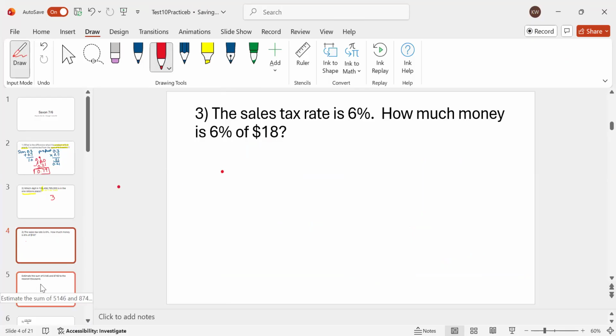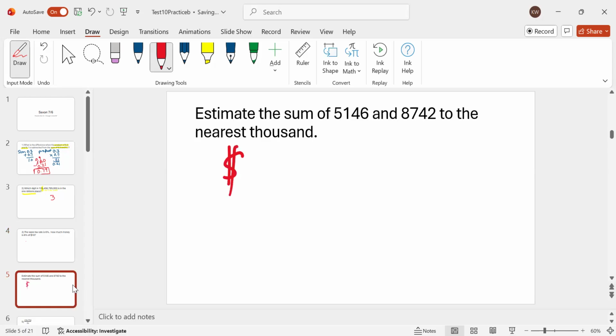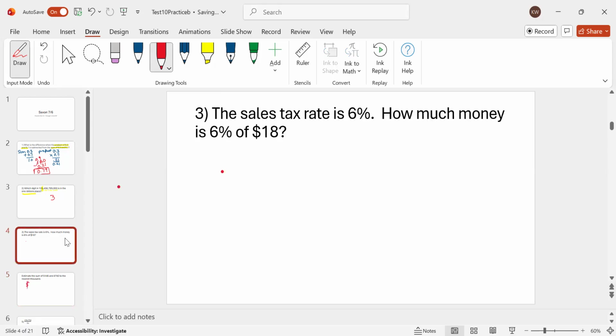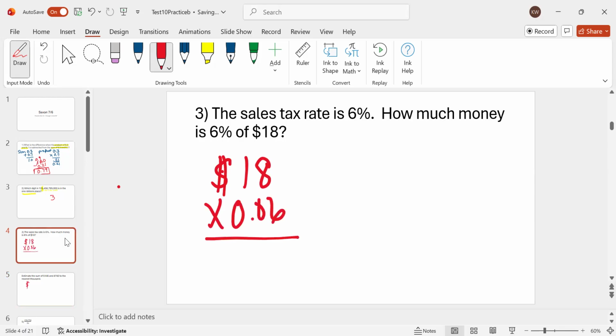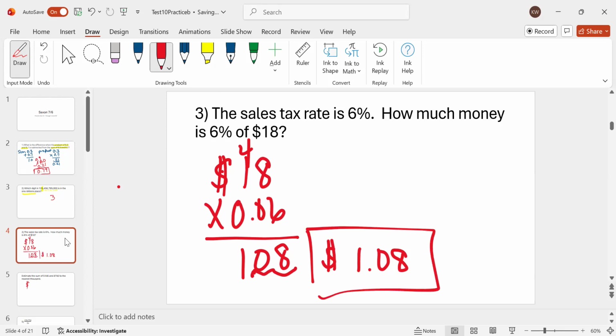All right, so if we were setting this up, we would set it up as a multiplication. Oops, we are on the wrong slide. Here we go. $18 times 0.06. 6 times 8 is 48. 6 times 1 is 6, plus 4 is 10. And we have two decimal places, so 1, 2. So we've got 1.08, and that's dollars for our answer.